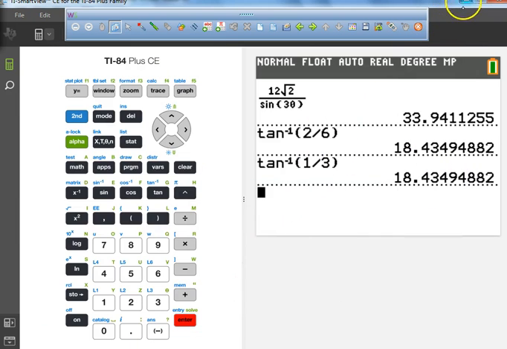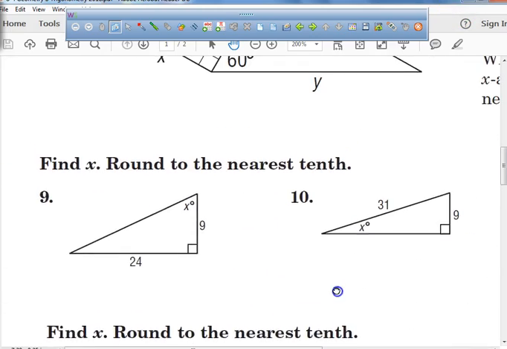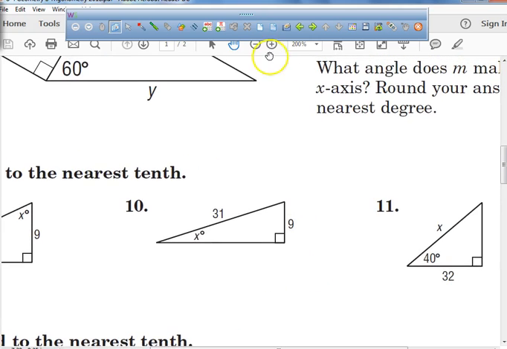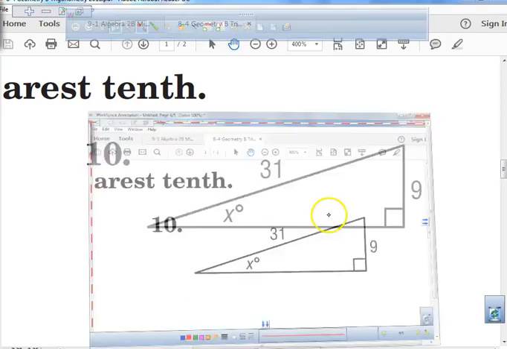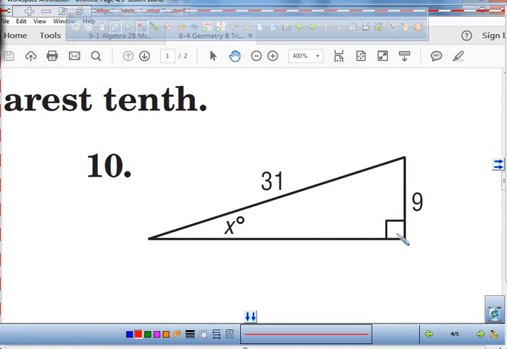Alright, now that we've practiced that, let's go ahead and do problem number 10. I'm zooming in. You don't have to put this in your journal, but you guys are going to call out the steps that you think I'm going to do. Alright? So the first step, I'm going to make an arc right here. That's my angle. That's my perspective. I'm trying to solve for x.